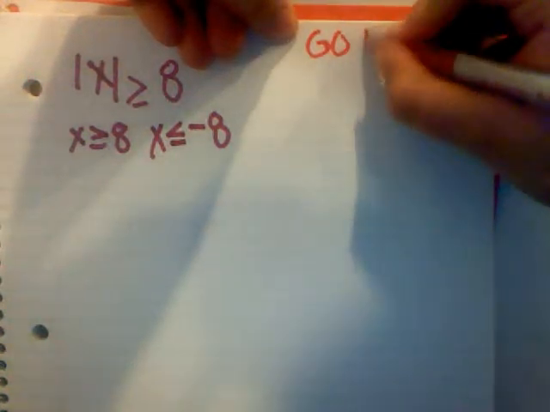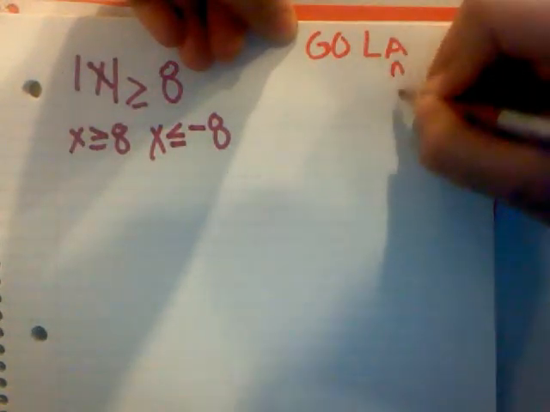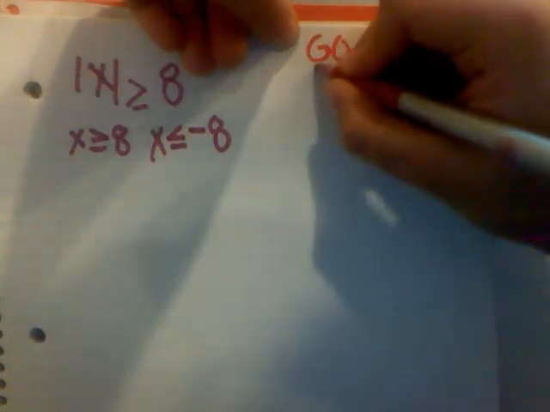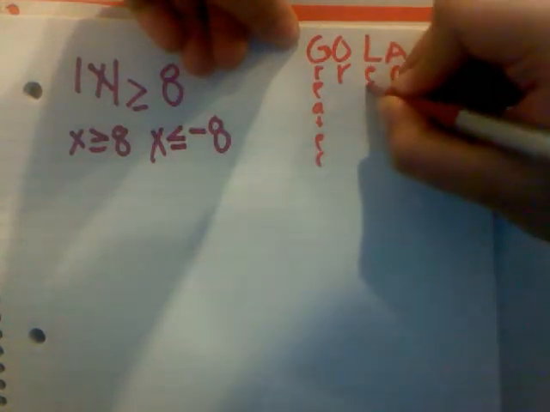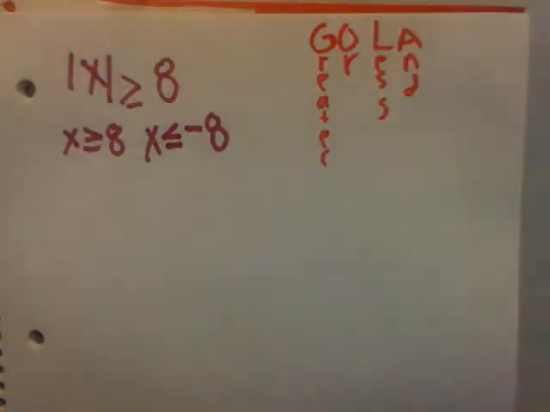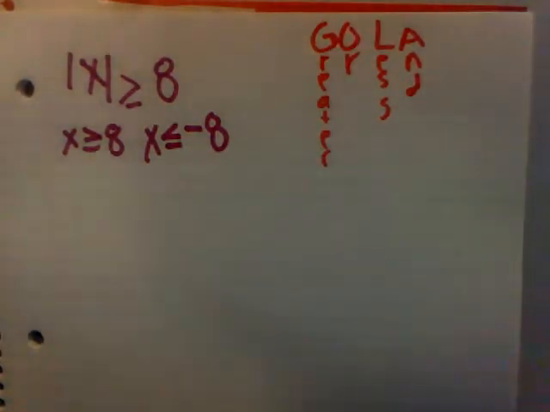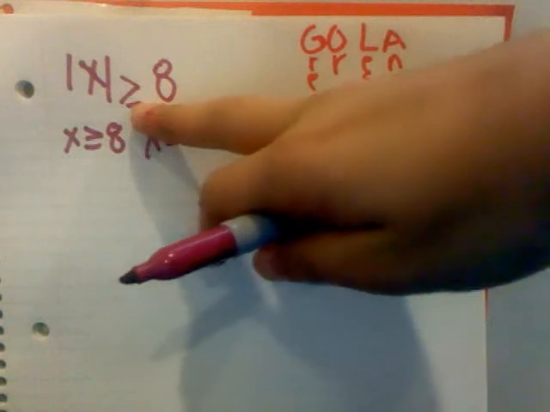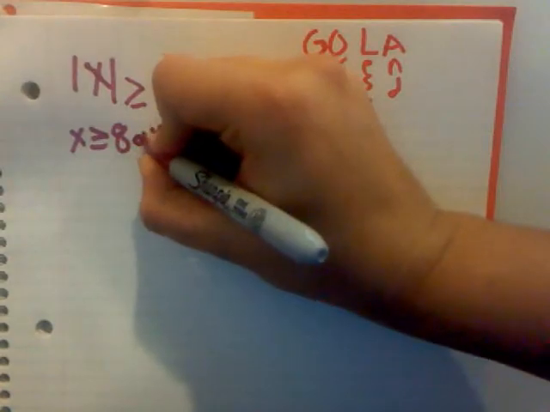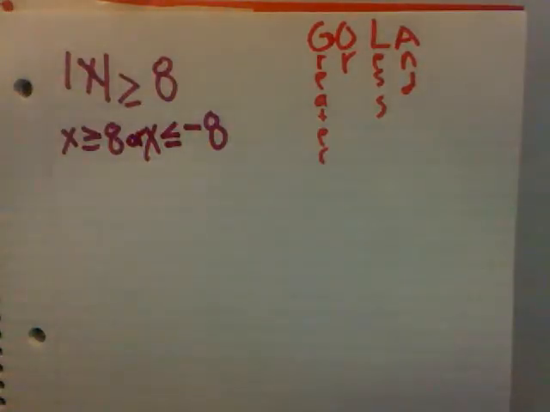And I'm just going to jot this down. Go LA, and or, greater or less. Alright, so is this going to be an or and statement? Well, check our original, and we have a greater than, so it's going to be an or statement. So all you got to do really is just put an or right here. So x is greater than or equal to 8, or x is less than or equal to negative 8.